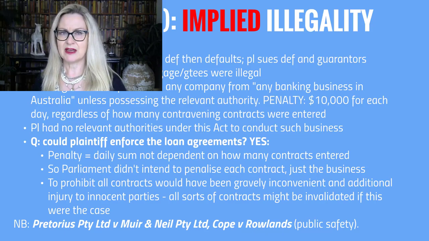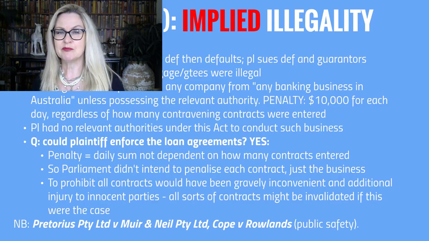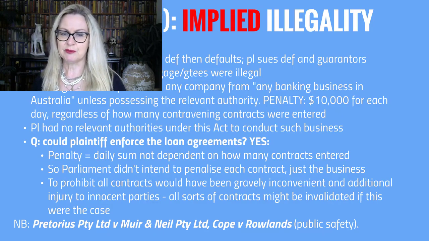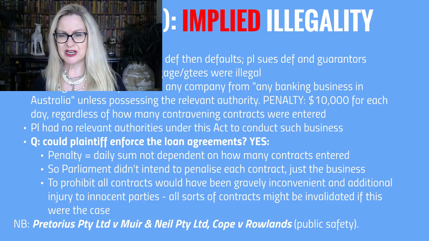You might find that if the legislation has public safety or public protection as part of its object, then a court will be far more ready to find a contract impliedly illegal. In Pretorius and Muir, for example, there was the sale and purchase of therapeutic goods, and they were controlled by the Therapeutic Goods Act. Obvious issues of public safety there. The contract was impliedly illegal. In Cope and Rollins, similar issues of public protection where the legislation was aimed at regulating financial brokers, financial intermediaries, and implied illegality also found there.